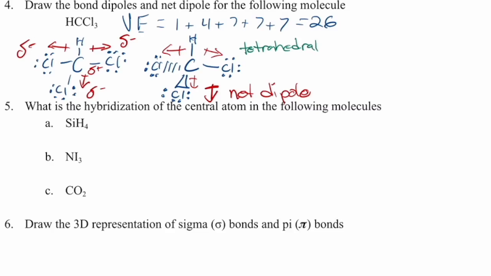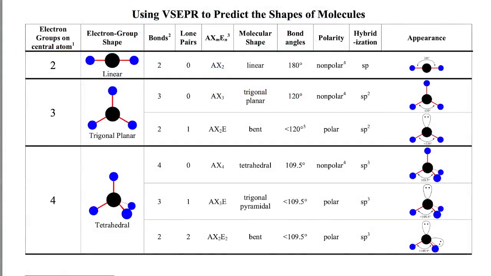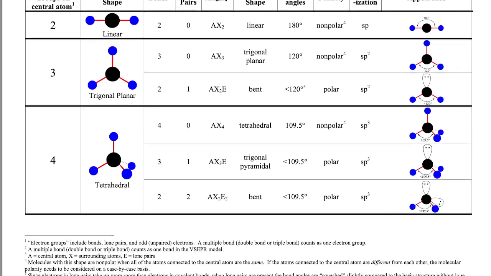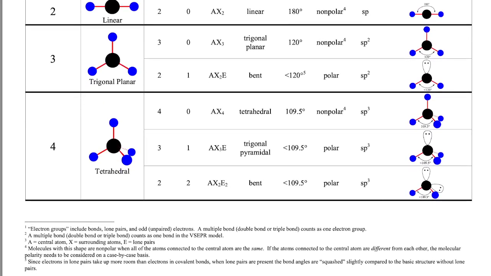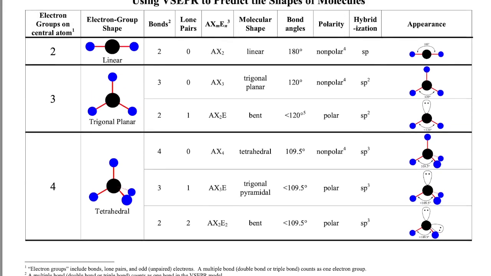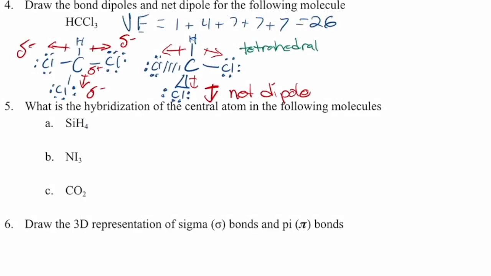molecule. Now, this is a good example to talk about why this VSEPR chart needs to be read very carefully. If we look at the tetrahedral portion of this chart here, it shows you that 4 bonds, tetrahedral geometry, but it also shows you nonpolar. The reason why we must be careful and read what it says: molecules with this shape are nonpolar when all of the atoms are the same. If the atoms connected to the central atom are different, the molecular polarity needs to be considered on a case-by-case basis. This is that example.